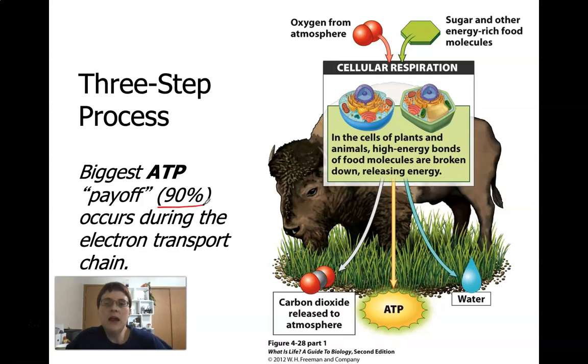That's where we're going to make 90% of the ATP during cellular respiration. So very little of the ATP is made in the first two steps. Almost all of it is going to be made in that last step. Now let's take a look at the three steps. Like I mentioned, we've got glycolysis, the Krebs cycle, and the electron transport chain. We're going to start first with glycolysis. Glycolysis, that's the first step.